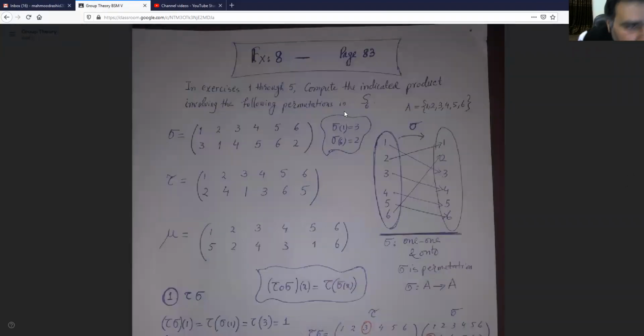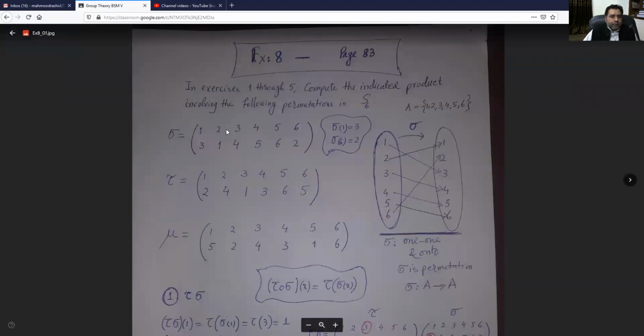So the text which we are following, Abstract Algebra by John B. Fraley, page 83, exercise 8. So in first 5 exercises, we need to compute the indicated product involving the following permutations in S6. Okay. आप लोगों को मैंने दो परम्यूटेशंस को कंपोज करना बताया है। कंपोजिशन को यहाँ हम प्रोडक्ट भी कह रहे हैं, प्रोडक्ट ऑफ टू permutations.